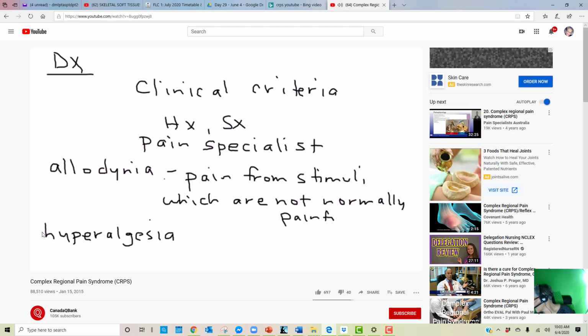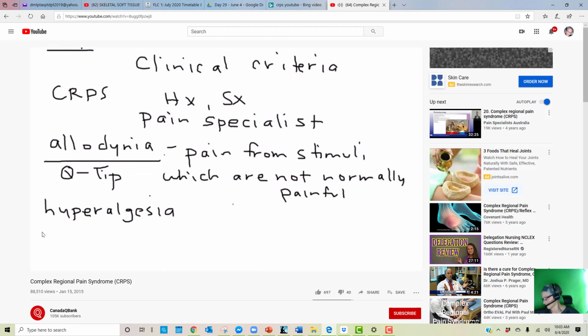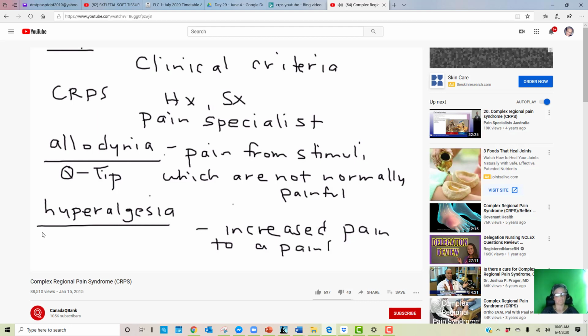So for example, an example of allodynia is you take a Q-tip and you just brush the Q-tip along the patient's skin. And normally that's not going to cause any pain to anybody, but with a person with CRPS, it will. So that's an example of allodynia, pain from stimuli which are not normally painful. Now we get to hyperalgesia. What's that? Well, this is basically a condition where the patient has increased pain to a painful stimuli. And I'll explain what that means.